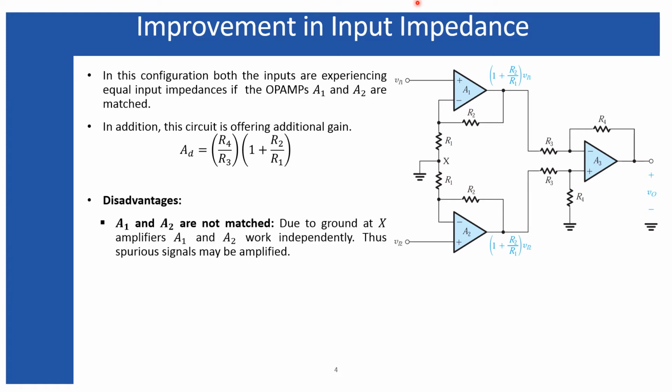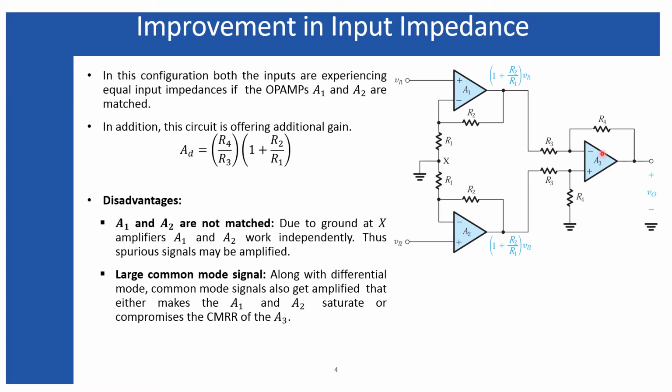So first of all, the A1 and A2 are not matched. So here the open loop gains of A1 and A2 are different. In addition to that, this X terminal is grounded. Therefore, this operational amplifier A1 and this operational amplifier A2 work independently from each other. Therefore, the mismatch occurs in the output signal, but we know the matched signal should be entered at the input of this terminal.